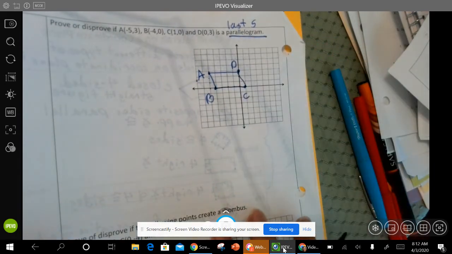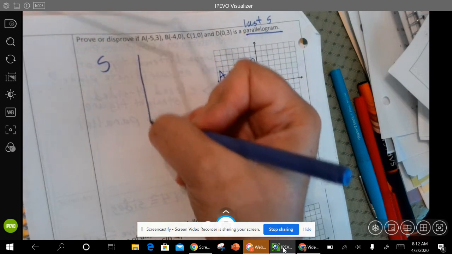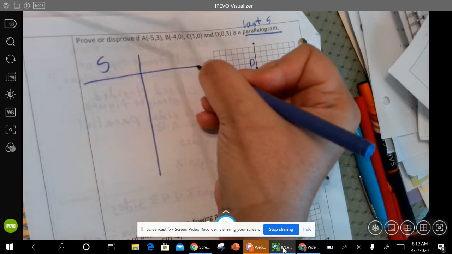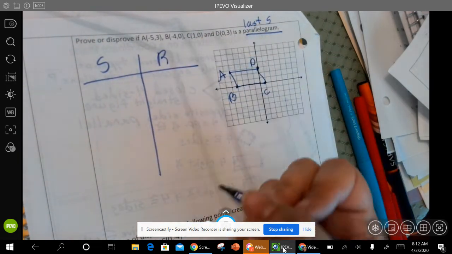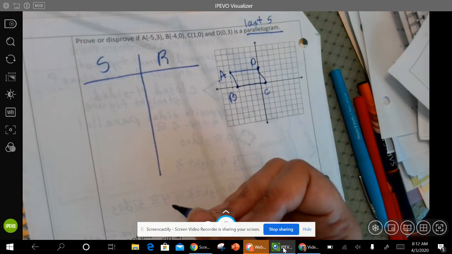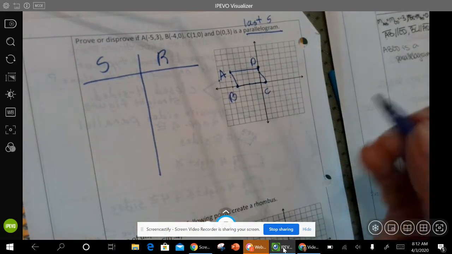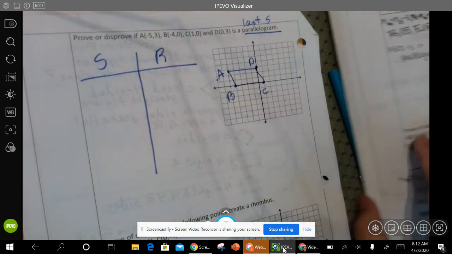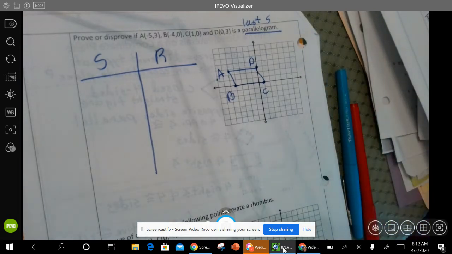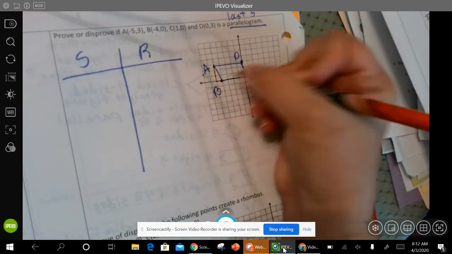Definitely looks like a parallelogram. Okay, so we're going to do our statements and our reasons. What we're going to have to do is prove that they are parallel. So I'm going to use rise over run. So right here.